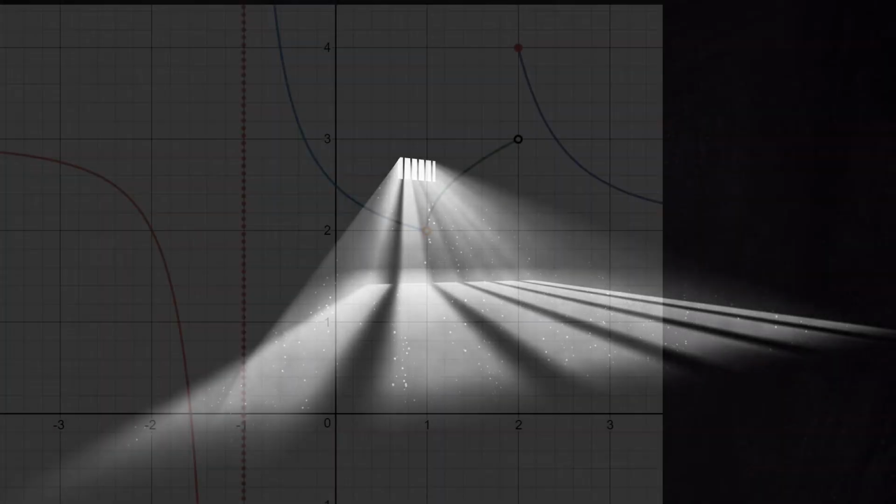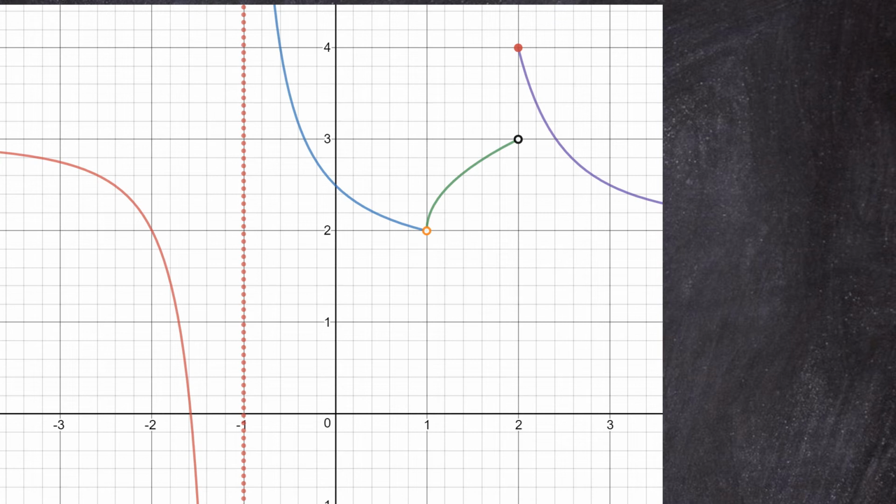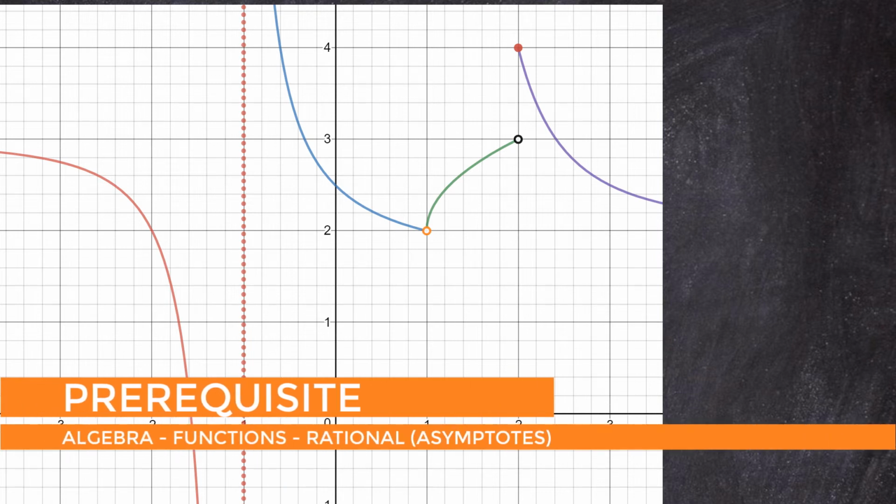The idea is that you have light shining above, and wherever the graph exists, it casts a shadow down to the horizontal axis. But you have to also worry about light shining from below and casting a shadow up to the horizontal axis. Here's the graph of a function. And by the way, that vertical dotted line is a vertical asymptote. The function doesn't exist there.